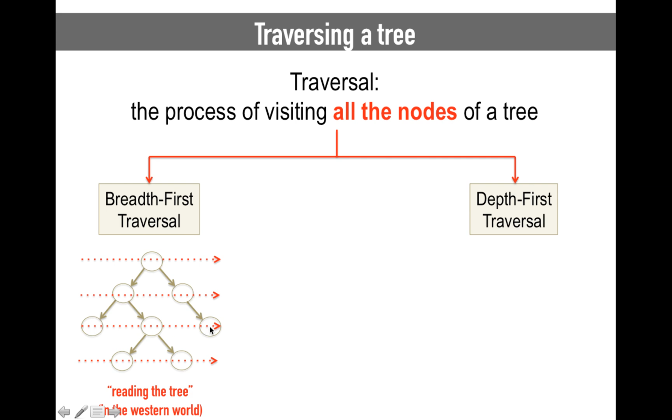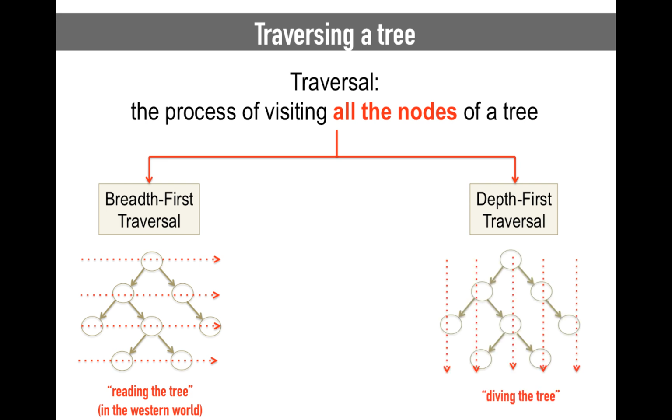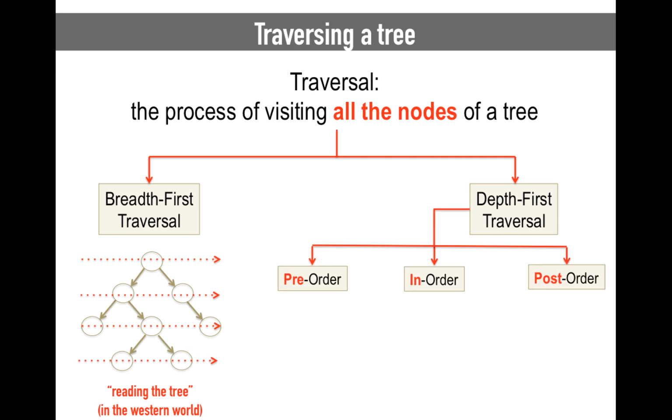Depth first traversal means diving the tree. You go deep into the tree. So you first visit the tree going down through it. Unlike the case of breadth first traversal, the lines here are not showing the order we are visiting the nodes. It's just to show you the vertical dimension. And in fact, in depth first traversal, there are 3 ways of traversing the tree. They are known as pre-order, in-order, post-order.